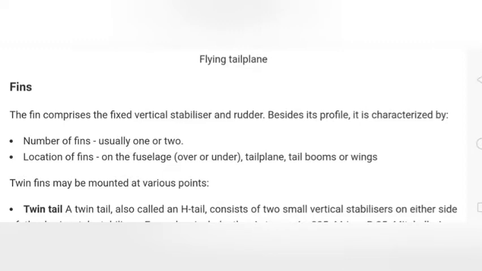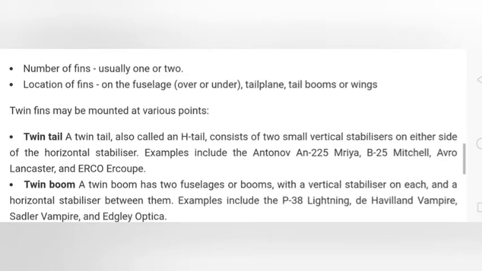Fins. The fin comprises the fixed vertical stabilizer and rudder. Besides its profile, it is characterized by number of fins, usually 1 or 2. Location of fins on the fuselage, over or under tailplane, tail booms or wings. Twin fins may be mounted at various points.